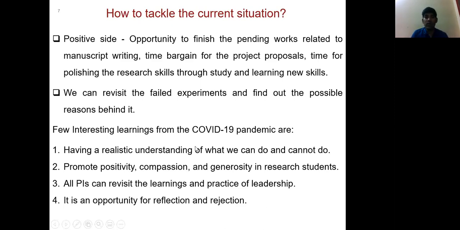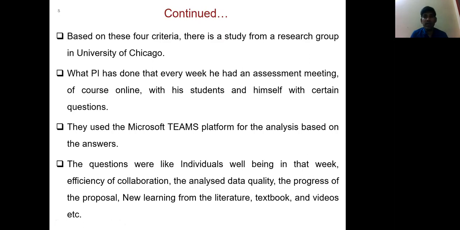Based on these four points, let's look at a study in a research group at the University of Chicago. There were 20 people, the PI and 20 researchers, including postdocs and research students, let's say PhDs. What that PI did was keep a weekly assessment meeting, online of course, with his students and himself, with certain questions not related to the research but related to their overall development during this pandemic situation. They used the Microsoft Teams platform for the analysis, based on some simple questions.